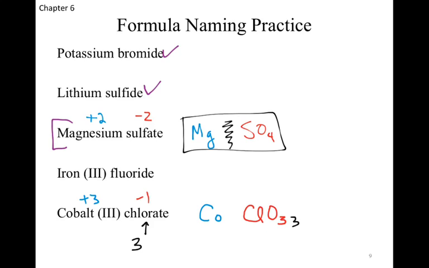To do that, I need to bring in my parentheses. Now the 3 refers to whatever's directly in front of it. Directly in front of it is the parentheses. So now everything in those parentheses needs to be multiplied by 3. Okay?